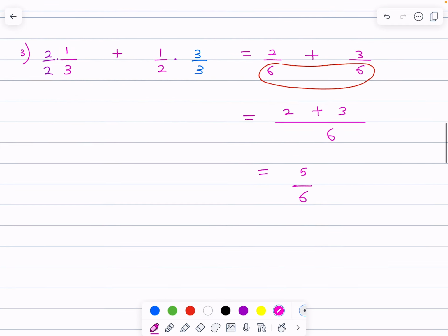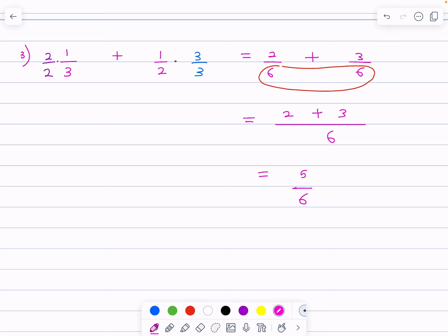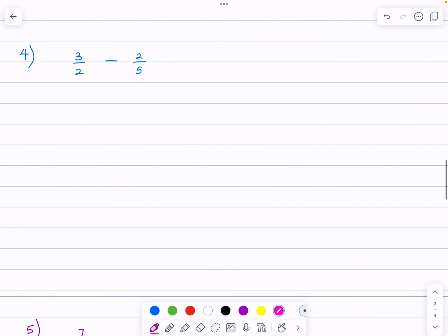So basically that's just it. So 1 over 3 plus 1 over 2 is equal to 5 over 6. And that's it. Okay, now let's look at this one.